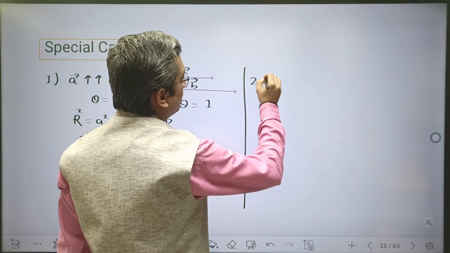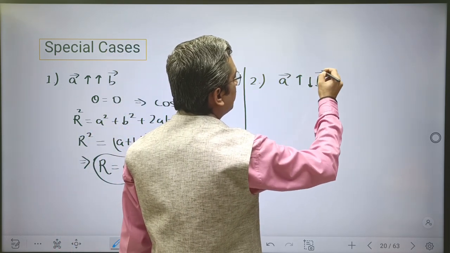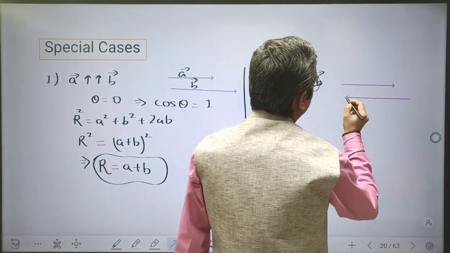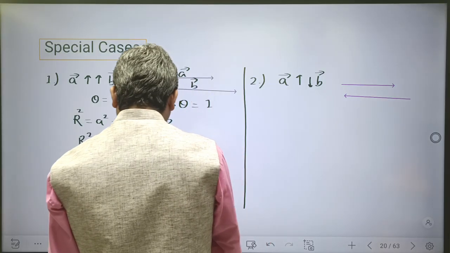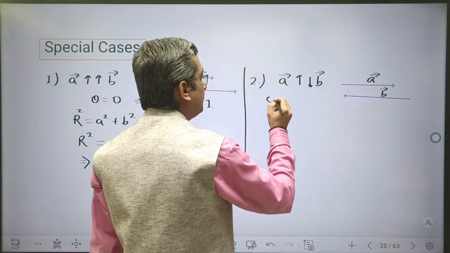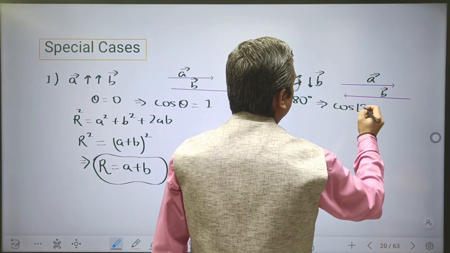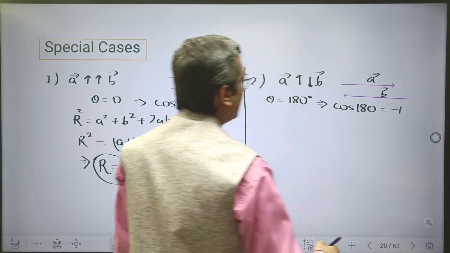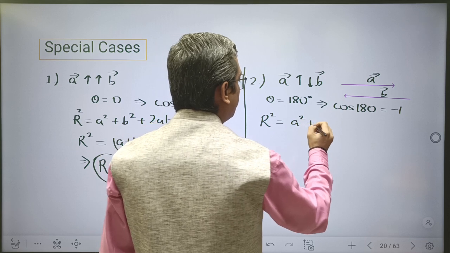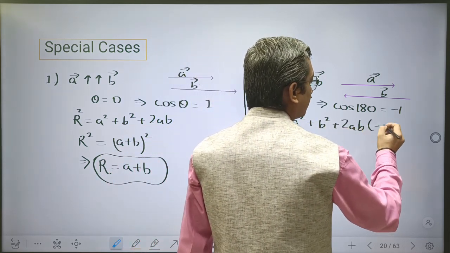Special case number 2, when vector A is anti-parallel to B. It means that one is, suppose, along from left to right, and the second one is from right to left. This is vector A and this is vector B. So the angle between the two is 180 degrees. So cos theta, that is cos 180, is minus 1. So what happens if you apply the formula? R square is equal to A square plus B square plus 2AB cos 180, which is minus 1, so this is minus 1.